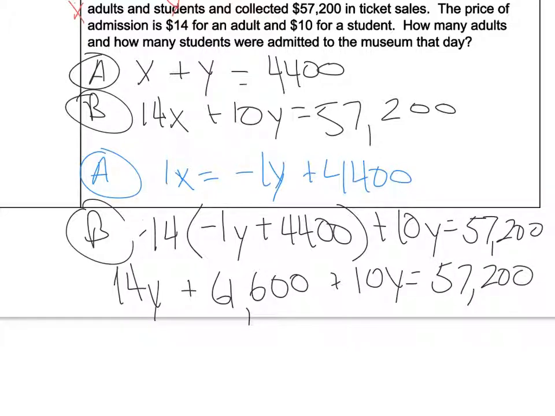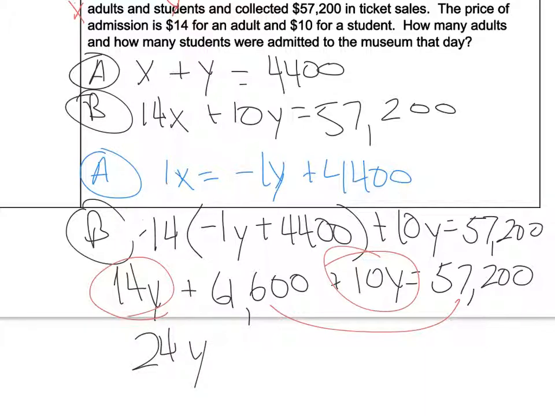So now we combine like terms. You got a like term here and here. These two guys you got to get together on the same side. So let's take care of the circles. 14y and 10y, that's going to give me 24y. And I got to subtract that 61,600 over.